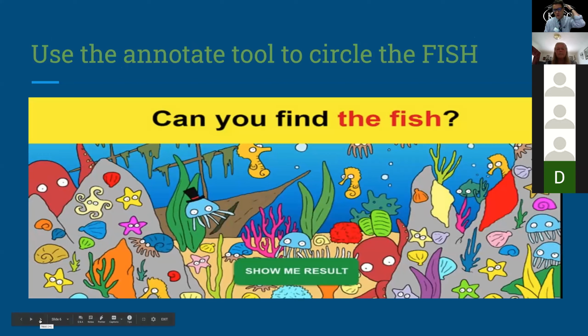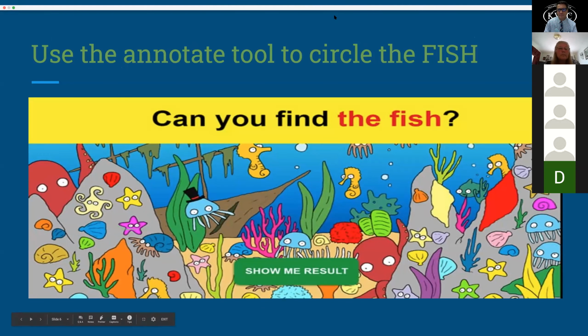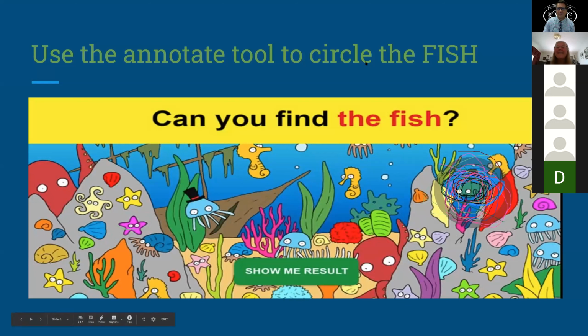So now let's just really quickly use the Annotate tool and circle the fish. Let's see if we can do that real quick. Find the fish in the presentation and circle the fish. Can we use the Annotate to do that? I see someone has circled it. Someone's drawn a mustache on the fish. Everybody's doing good on that. All right, excellent.